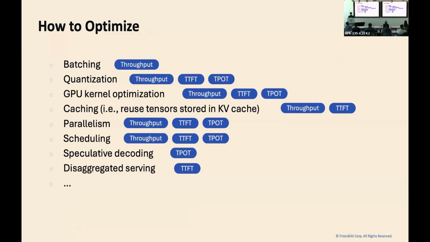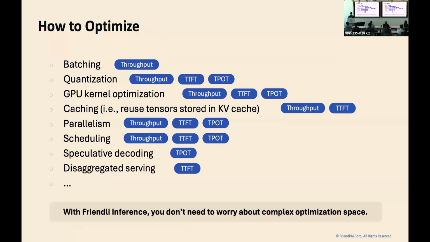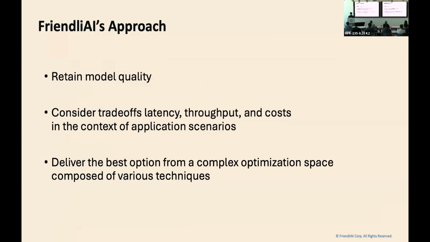But here's the reality. As a developer and founder of a service, we don't want to care about this kind of low-level detail. What we want is to make our service fast, efficient, and reliable without any kind of engineering overhead related to these optimization matters. So that's what Friendly AI takes care of. With Friendly Inference, you don't need to worry about complex optimization spaces by yourself.